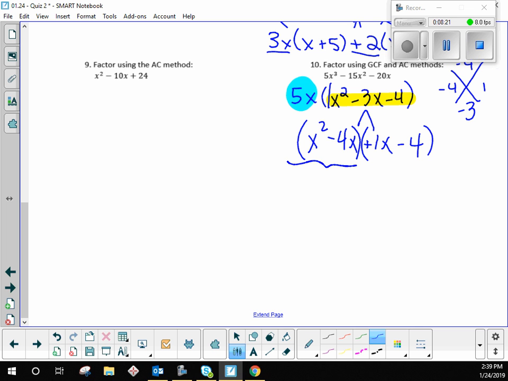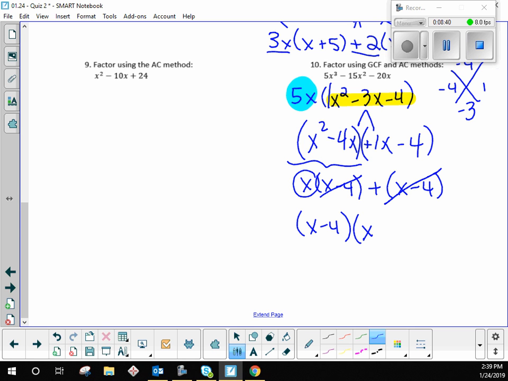This first group is an x times x minus 4. The second group doesn't have anything in common. But now when I look at both groups, they have an x minus 4. When I divide that out of here, I'm left with x. When I divide it out of here, what am I left with? Anything divided by itself is 1.